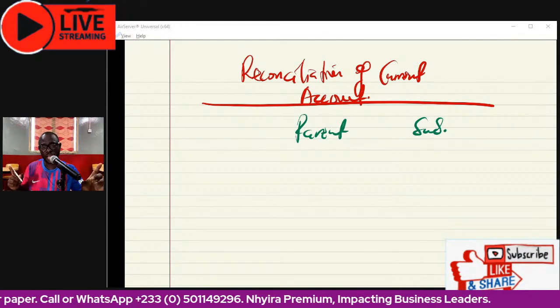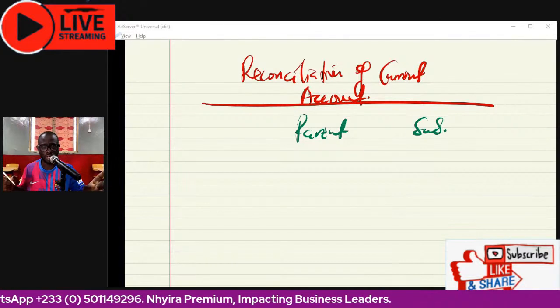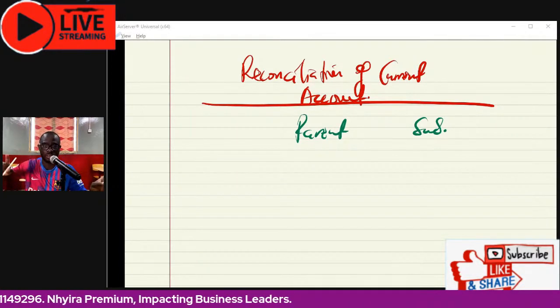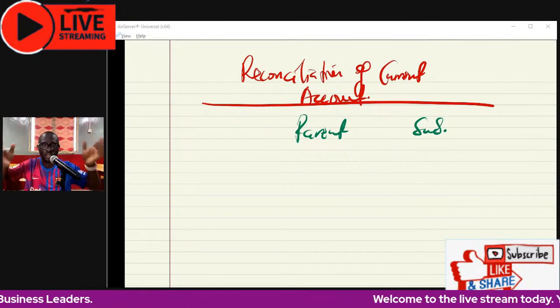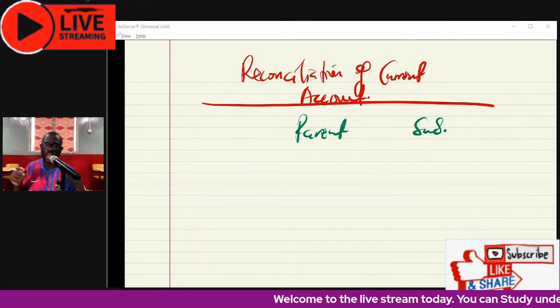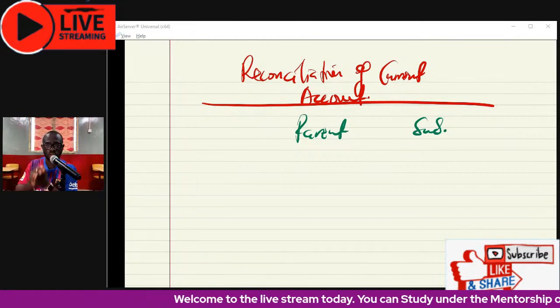I am assuming, for the purpose of my illustration, that when you flip it up, it's the same thing, okay? So don't worry whether the parent is selling or the sub is selling, just understand the principle. So I'm going to assume here that the subsidiary is selling to the parent.